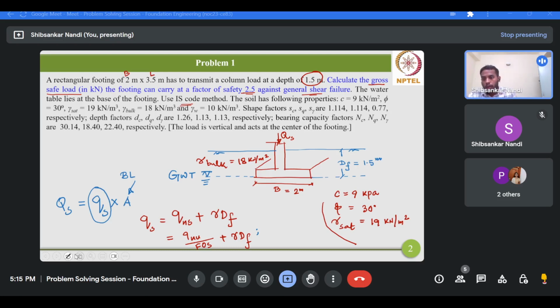So as per IS code recommendation, this W prime is 0.5 when dW is less than or equal to dA. What is dW? dW is the water table location measured from the ground surface. Here dW is nothing but the depth of the foundation only, that means 1.5 meter.